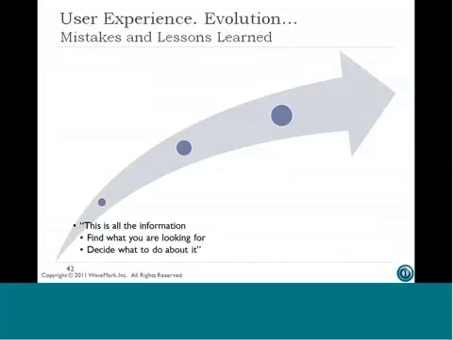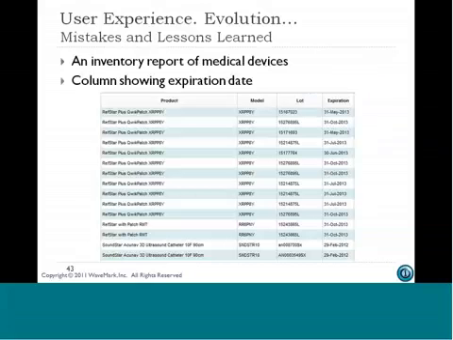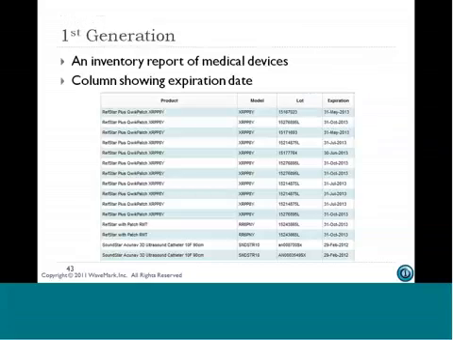Our experience is as follows. We started a few years ago with this type of information. We would give the user all the information and say, this is all the information I have. Go through it, find what you are looking for, and decide what to do about it. The information was rich, the nodes were collecting lots of data, and the user had to find what they were looking for in it and then make a decision. An example of that is a typical inventory report that we had.